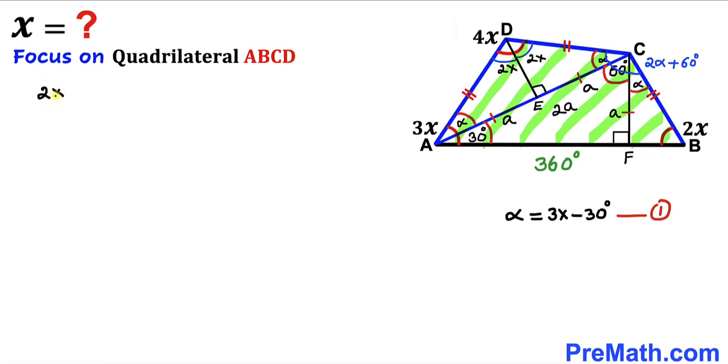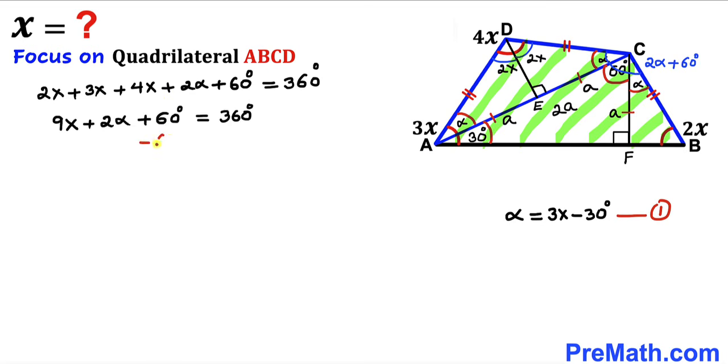I'm going to write down angle 2x plus angle 3x plus angle 4x plus 2 times alpha plus 60 degrees, which must be equal to the interior angle sum, 360. Let's combine the like terms and subtract 60 degrees from both sides. Here we can see the 60 degrees and negative 60 degrees are gone. So we get 9 times x plus 2 times alpha equal to 300 degrees.